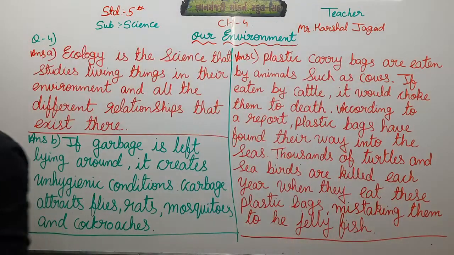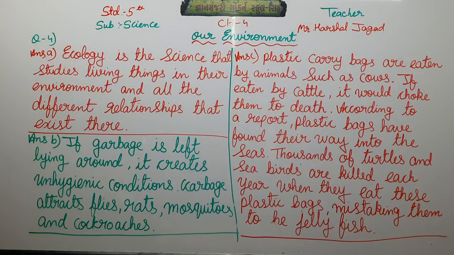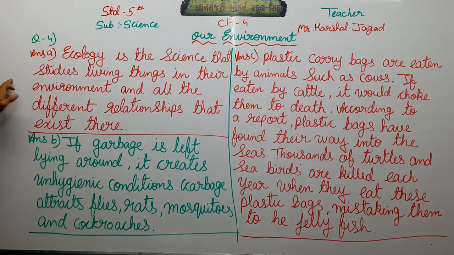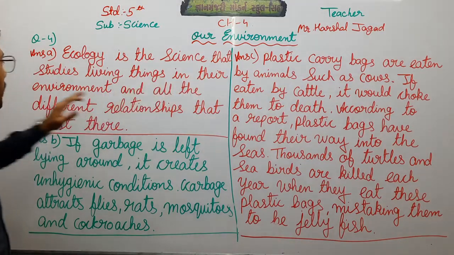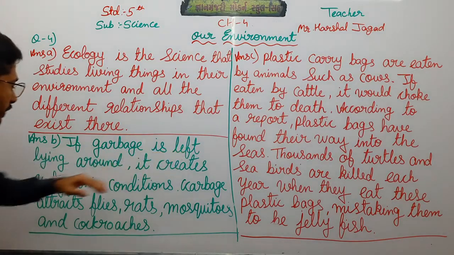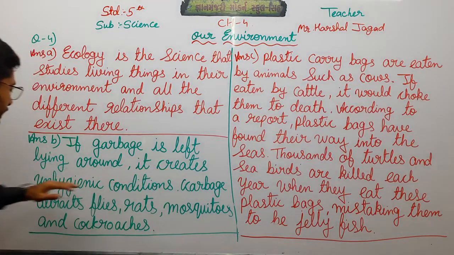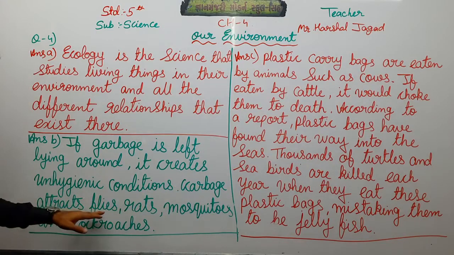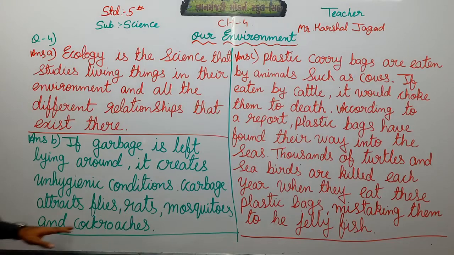Okay, please write down this. So here the first answer, that is ecology, is the science that studies living things in their environment and all the different relationships that exist there. Then after B, that is if garbage is left lying around, it creates unhygienic conditions. Garbage attracts flies, rats, mosquitoes and cockroaches.